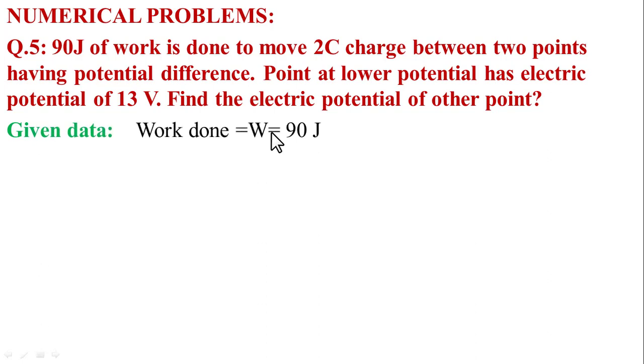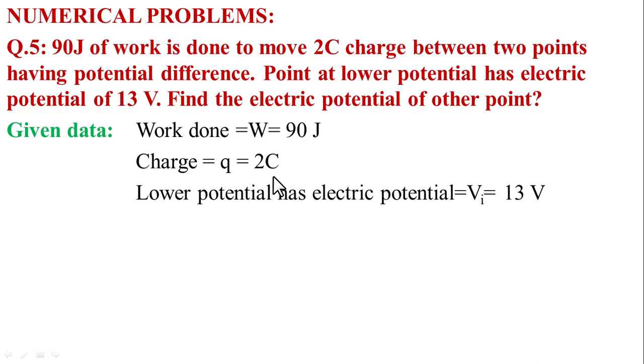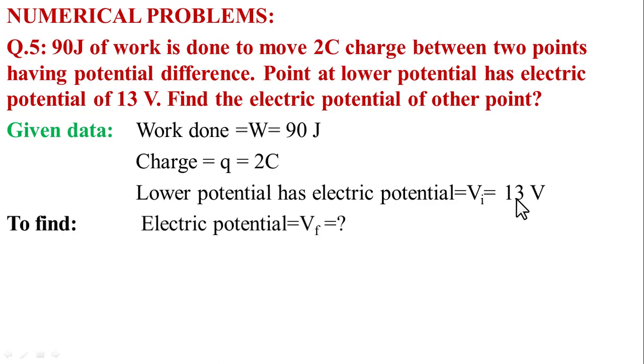Work done is equal to 90 joule. So work done W is equal to 90 joule, and charge Q is equal to 2 coulomb. The lower potential has electric potential V1 equal to 13 volt. Now we can find the potential Vf, meaning final potential, or V2.